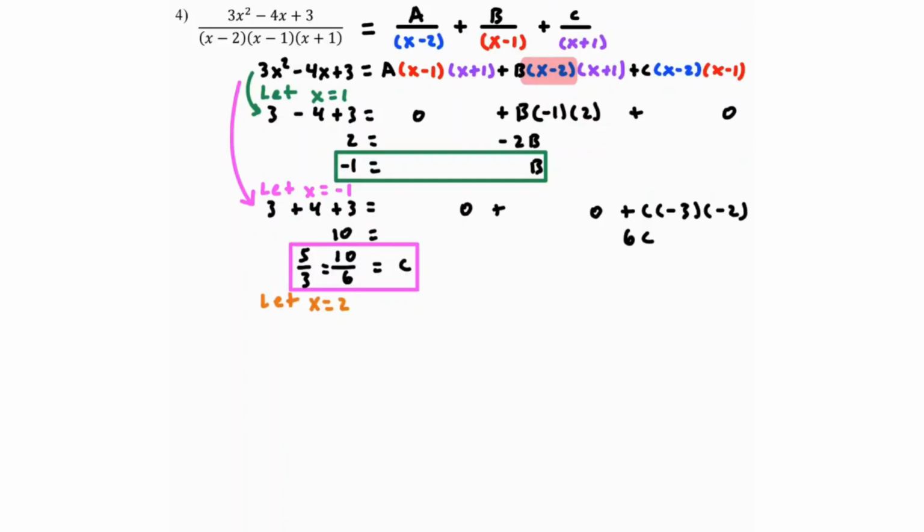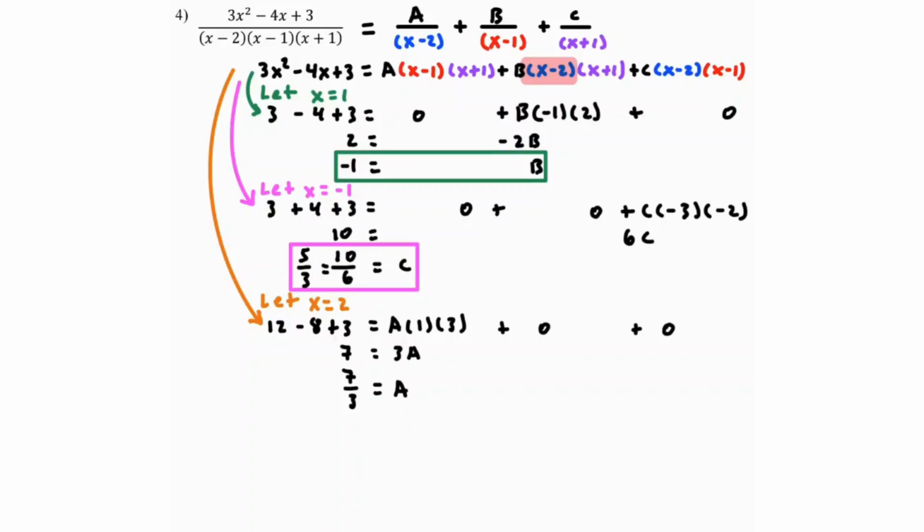If we let x equals 2, substitute this in, simplify, we get 12 minus 8 plus 3 is equal to a times 1 times 3 plus 0 plus 0. Simplify this, we get 7 equals 3a, or a equals 7/3. So we solved for a, b, and c. Now let's write our partial fraction decomposition.